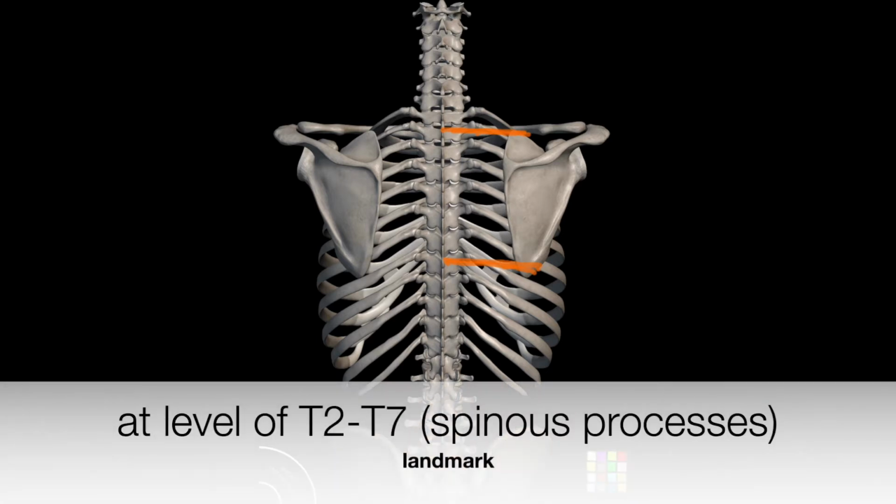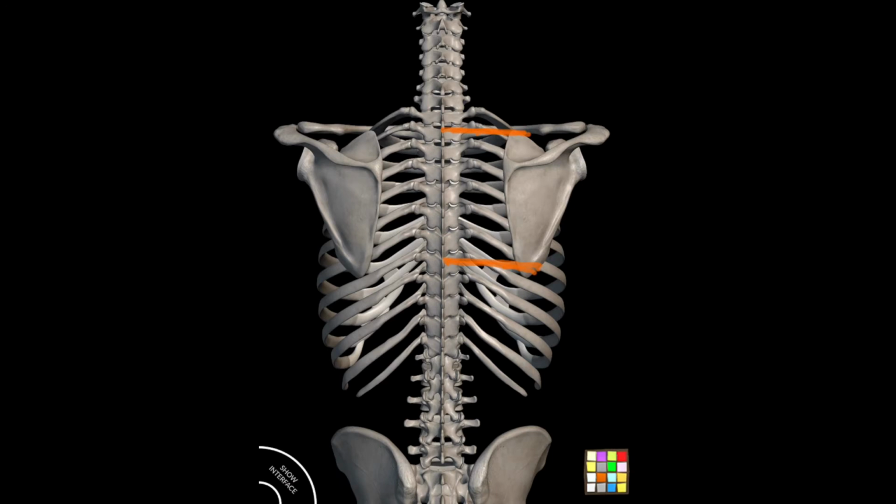For example, if you've log rolled a patient in a trauma situation and are palpating along the spine, you can use the superior and inferior margins of the scapula that you can palpate to estimate levels of any tenderness or other injury that you discover.